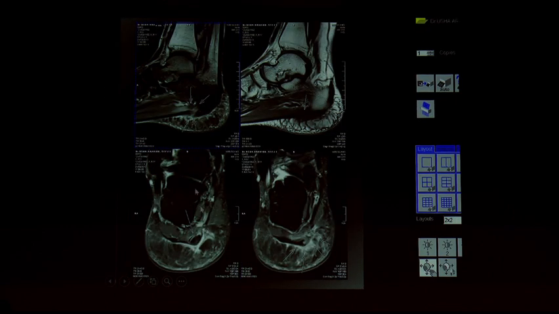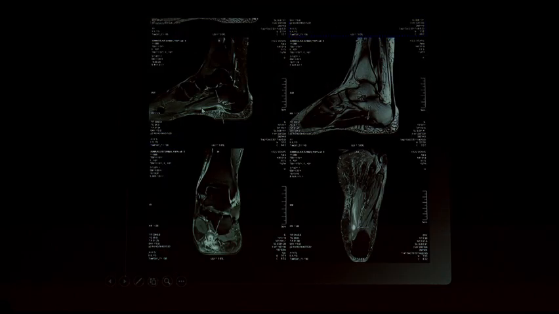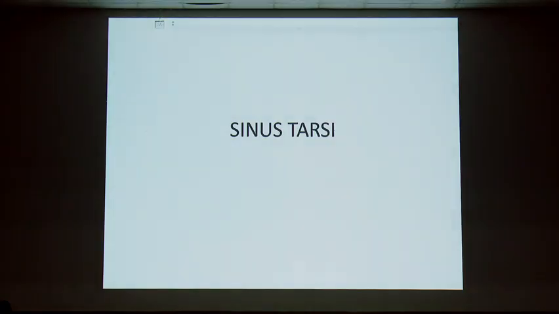This is the classical appearance of the plantar fascia, where you can see the edema as well as tear, and you can see the signal changes, and you can see the calcaneal spur also. That is the classical case of plantar fasciitis.